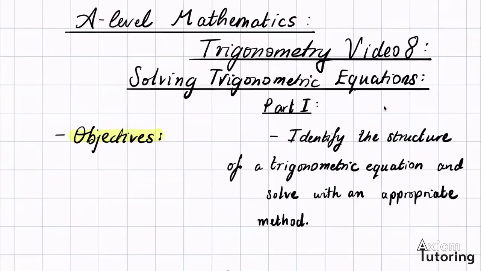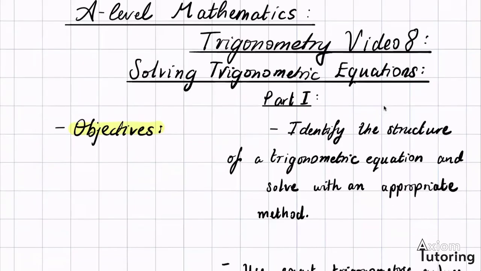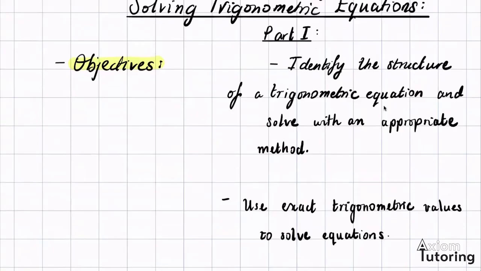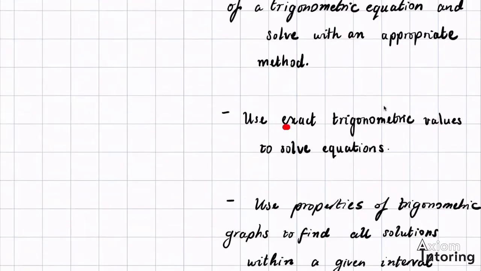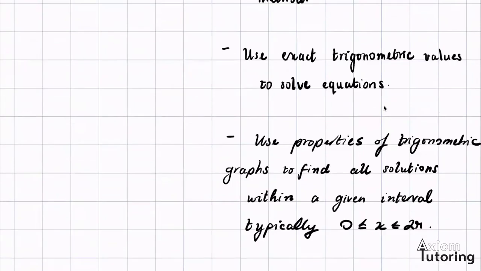So in this video we're looking at solving trigonometric equations, and this is part 1. Our objectives for this video are to identify the structure of a trigonometric equation and solve with an appropriate method. We're also using exact trigonometric values to solve these equations, so have a look at the previous video on that. And we want to use properties of trigonometric graphs to find all solutions within a given interval. In this video, our examples will have an interval of 0 to 2 pi. So we want all the solutions within that interval.